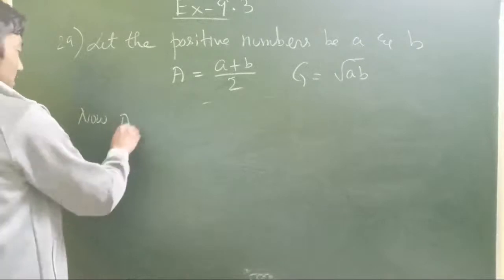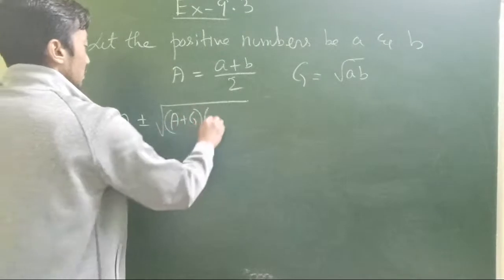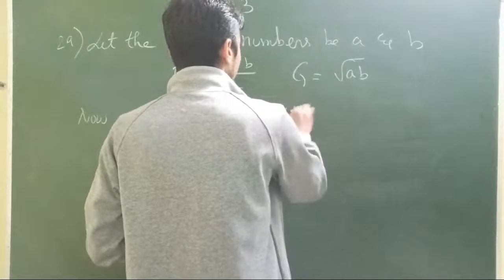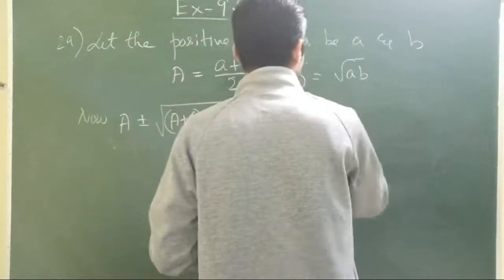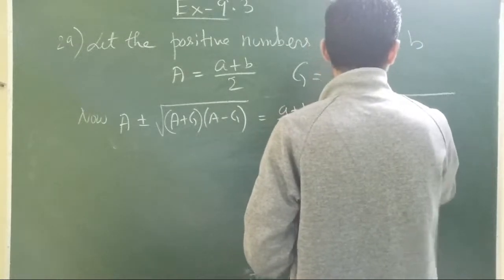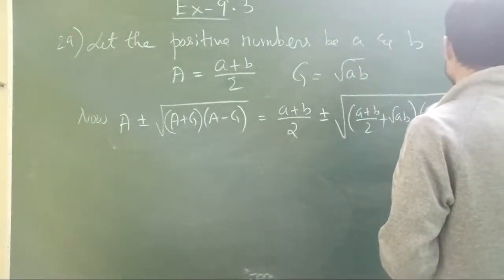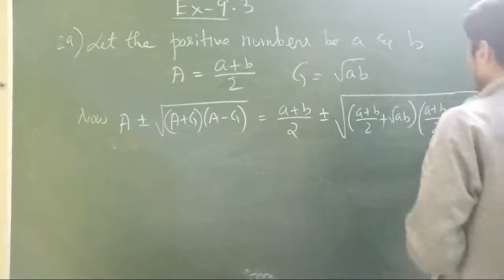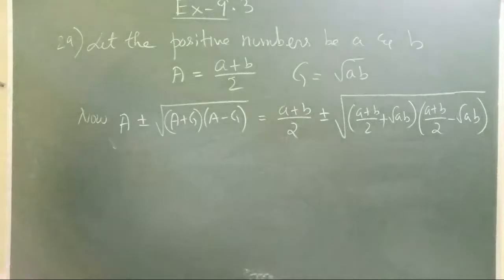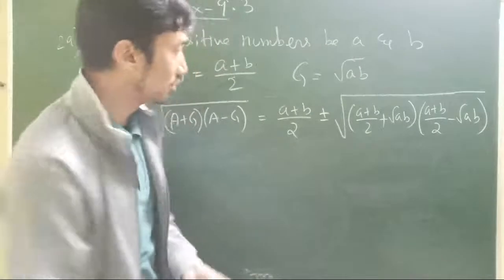Now we are supposed to get the two numbers from this given condition, root over of (A plus G)(A minus G). Let's solve this. A is (a plus b) by 2, plus or minus root over of ((a plus b) by 2 plus root over of ab) times ((a plus b) by 2 minus root over of ab), just substituting the values of A and G. Just a moment, let's not complicate this, it is too big.